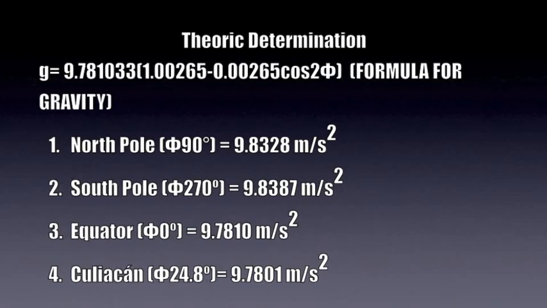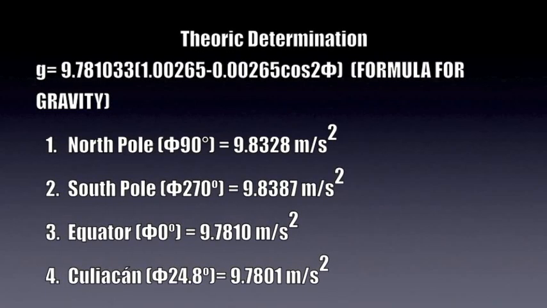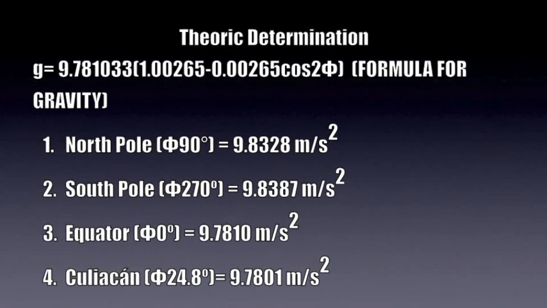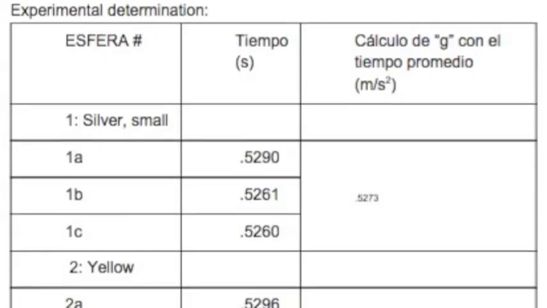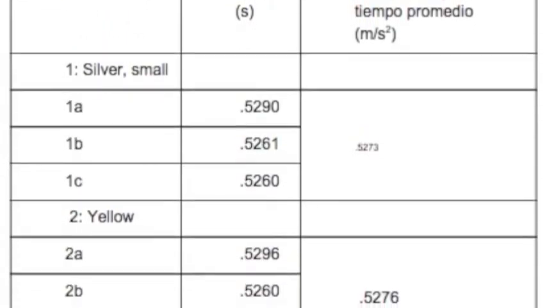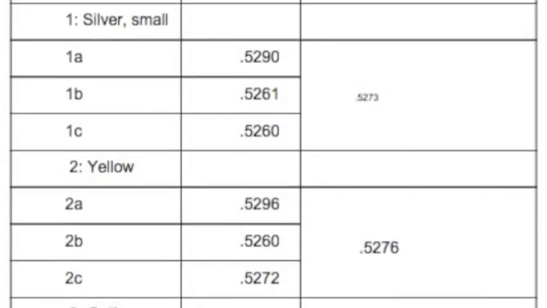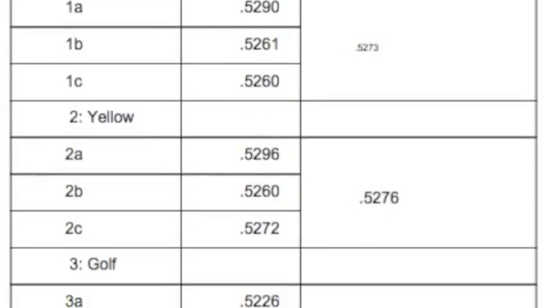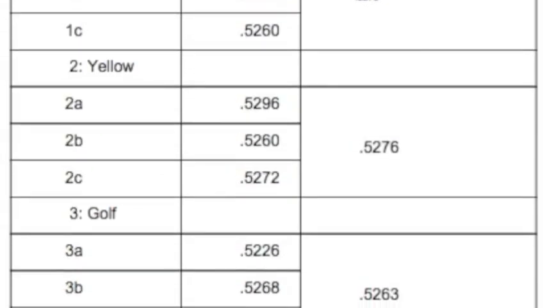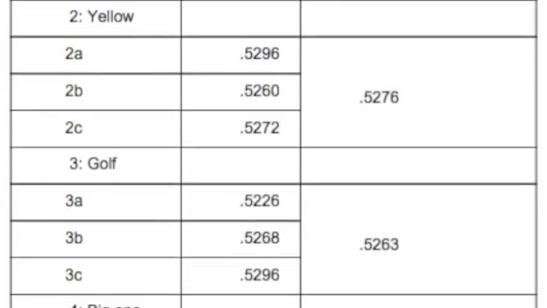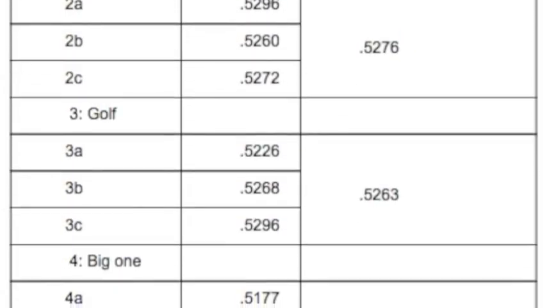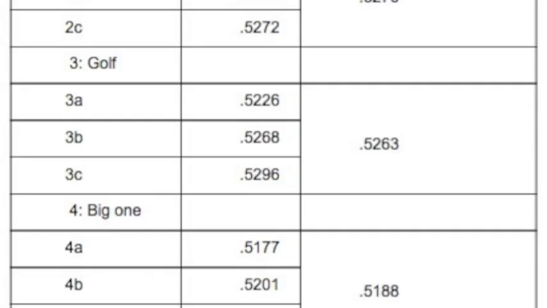Results. Using the formula for gravity, we'll calculate how gravity affects the Earth, the North Pole, South Pole, equator, and Culiacan. In this image, there are 4 experiments shown, with 4 spheres: the silver sphere, the yellow sphere, the gold sphere, and the big white sphere. We calculate the time on 3 samples, and then we calculate the gravity by a formula given by our teacher.